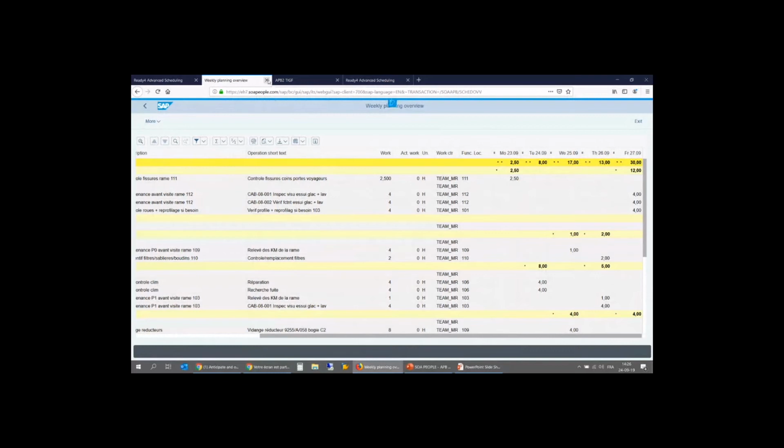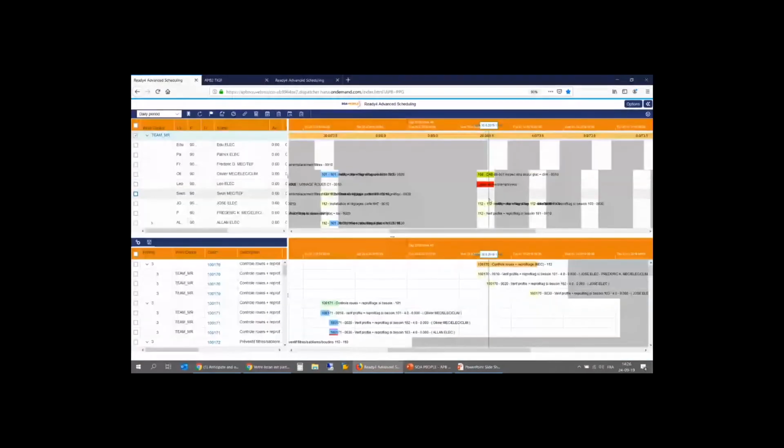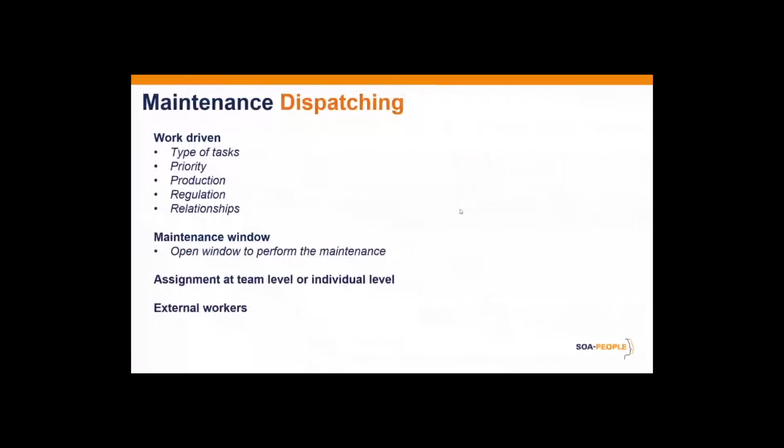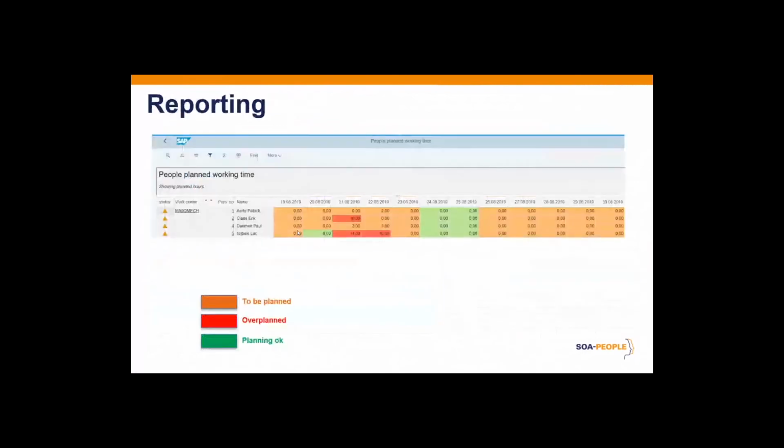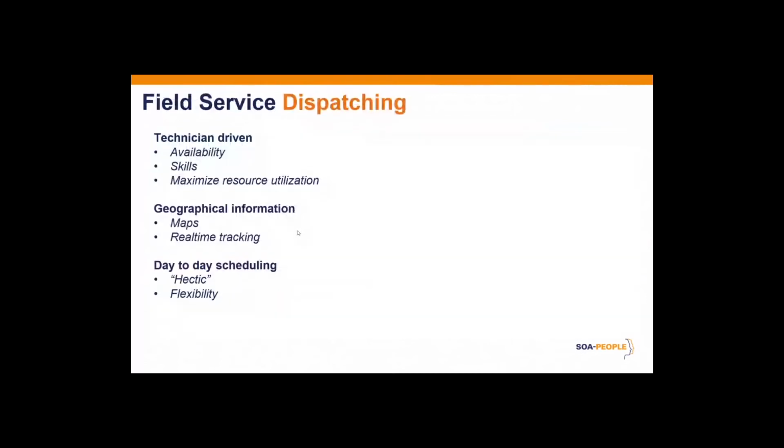Something I also have to mention here, you also see a leave. So we can also work, of course, with absence. Just by creating an absence in the tool, the scheduler will see that that person is actually not available on this date. I didn't show you the external worker, but it's also possible to have external work centers and external workers in case you work with a subcontractor.